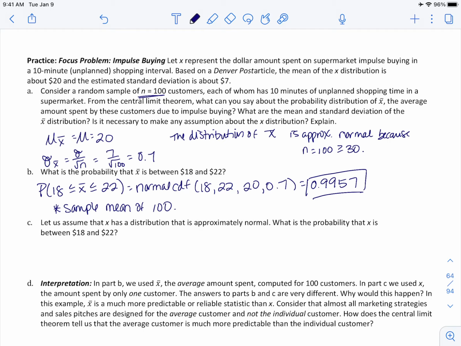of 100. Let us assume that X now has a distribution that's approximately normal. What's the probability that X is between 18 and 22? So because we're just looking at X here, this is a sample of 1. Okay, so we're back to our mu is 20 and our sigma is 7. I want you to find this one now.